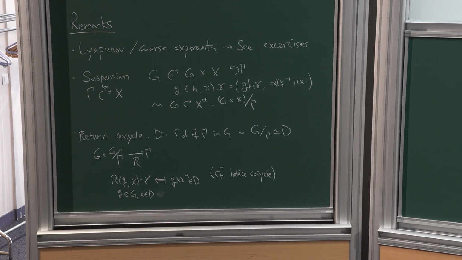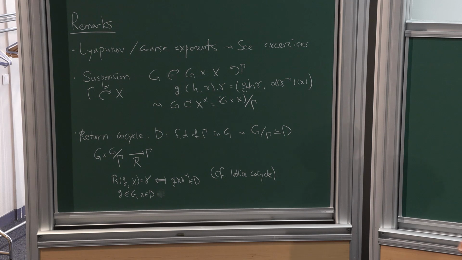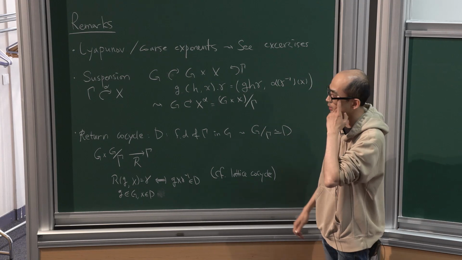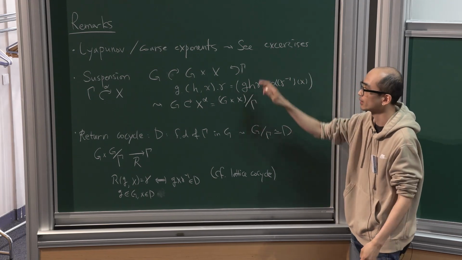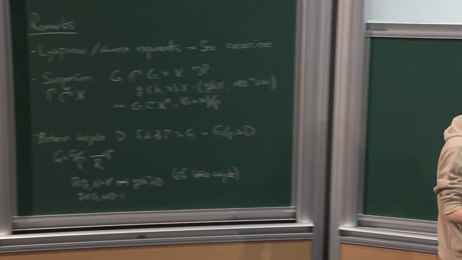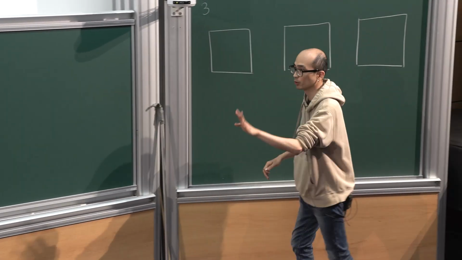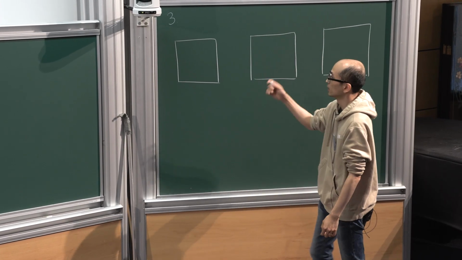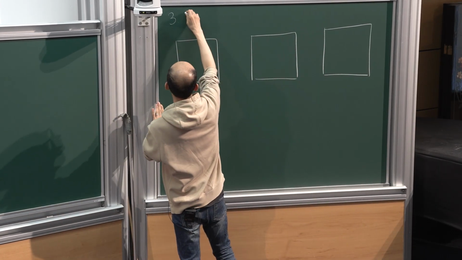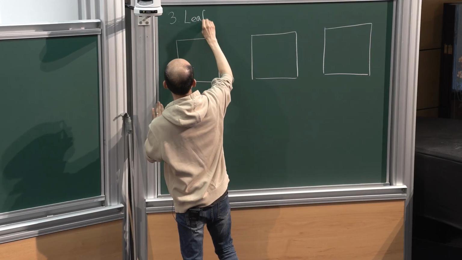OK, so now you can forget everything except the suspension. The Lyapunov and coarse exponents, we will come back to in the third lecture. But today we will be in the homogeneous world, so there will be no Lyapunov or coarse exponents. I think section 3 is about the leafwise measures.